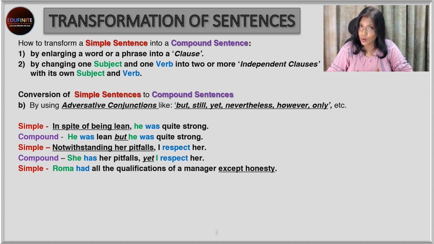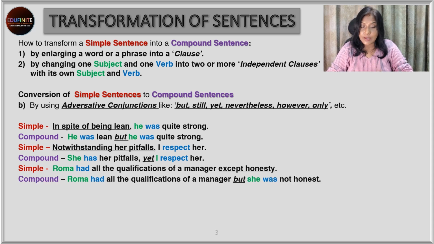Next, Roma had all her qualifications of a manager except honesty. Now, except honesty is the phrase which we need to expand and transform into a compound sentence. So the compound sentence is, Roma had all her qualifications of a manager, but she was not honest. So we are using the adversative conjunction but.